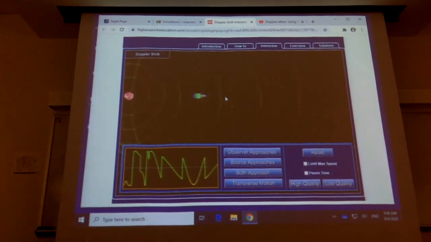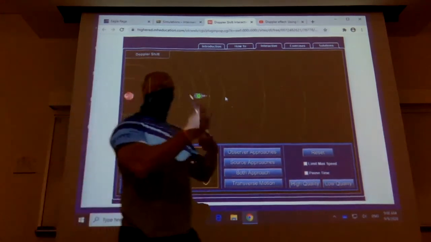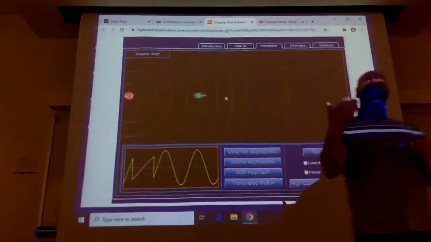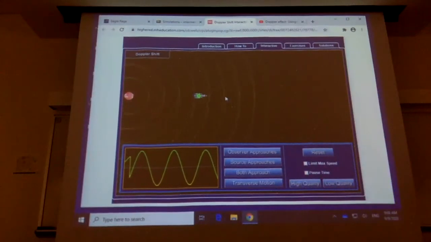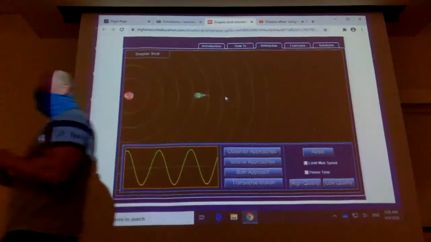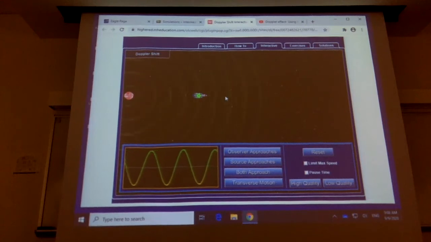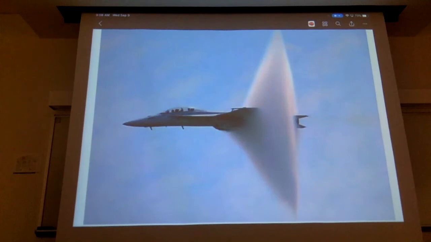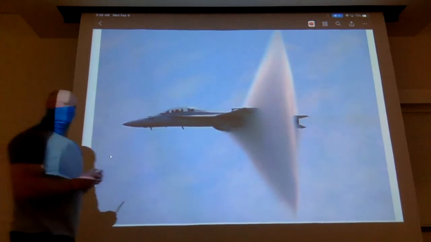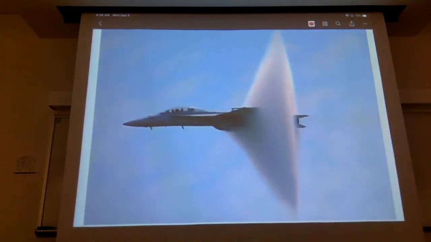This is what's called a shockwave. If anybody's ever watched an air show and you hear the sonic boom, what's happening then is the plane is moving faster than the speed of sound, which is creating this shockwave. So basically what's happening here is you're creating this effect. The plane is moving faster than the sound wave itself is going to move outward.